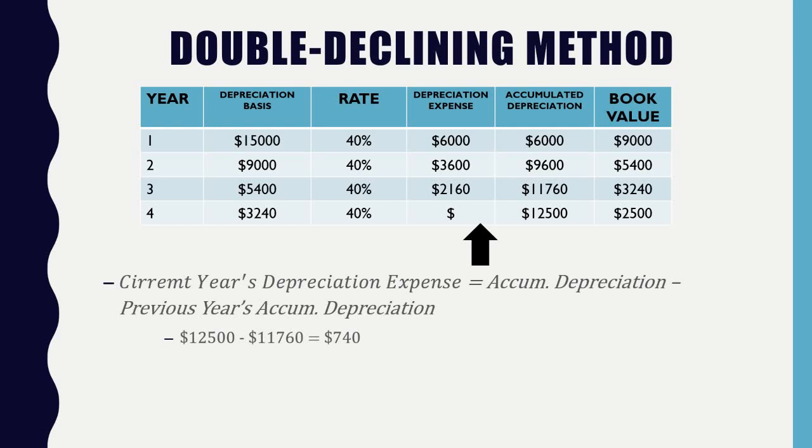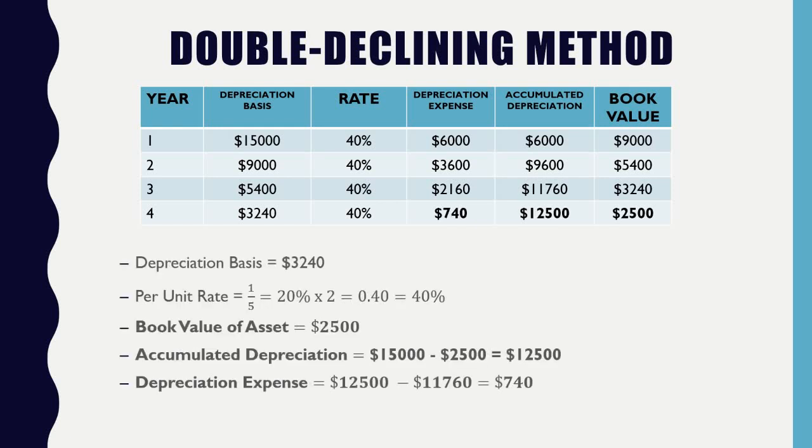Okay, so to solve for accumulated depreciation, it would be the previous year's accumulated depreciation plus the current year. So to solve for the expense, it's going to be your current minus your previous accumulated depreciation, which gives me a total of $740. So that's going to be your depreciation expense for the end of the 4th year. But hold up. It barely reached 5 years.